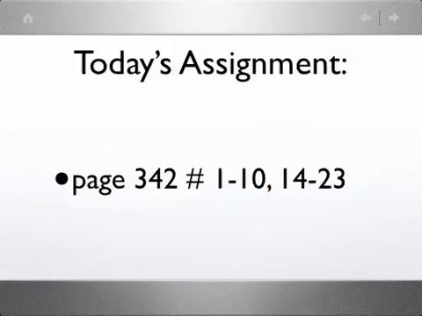Today's assignment is on page 342. It's numbers 1 through 10 and 14 through 23.